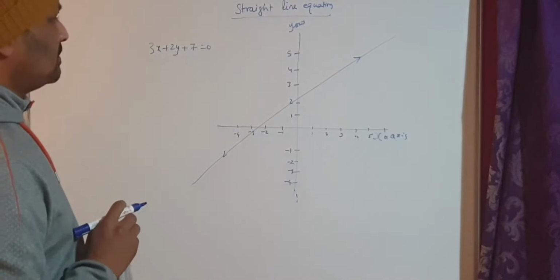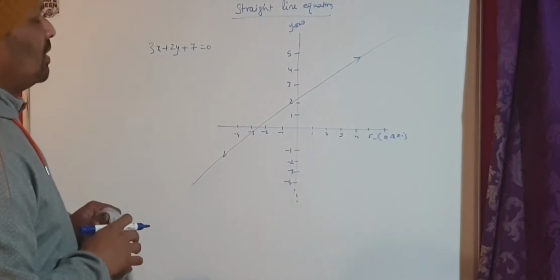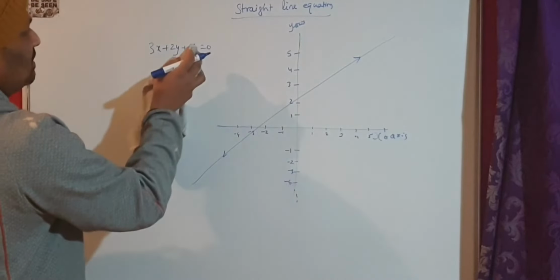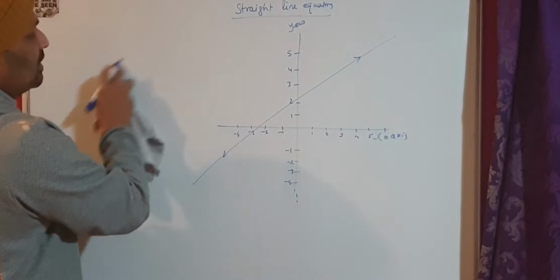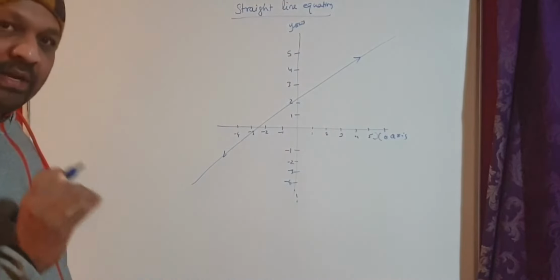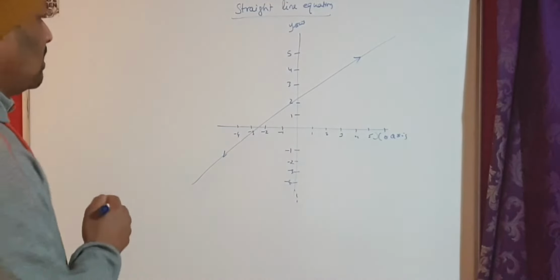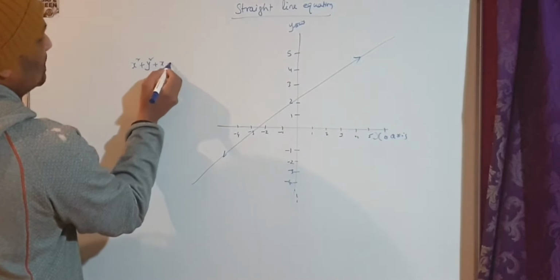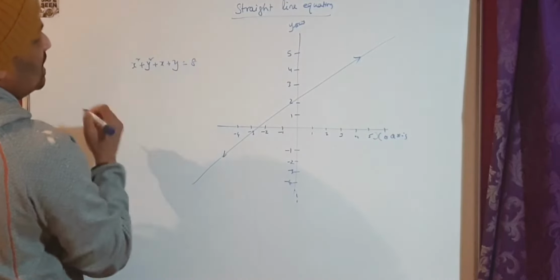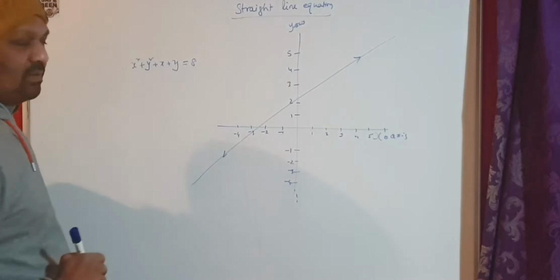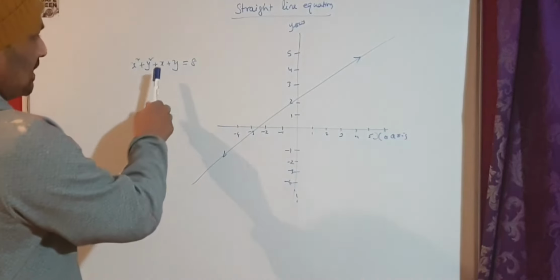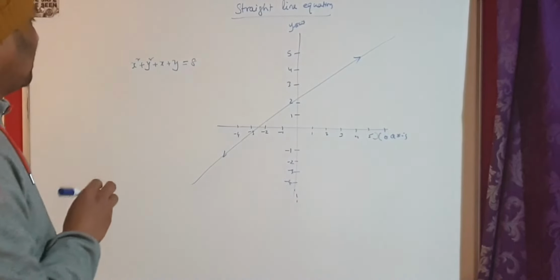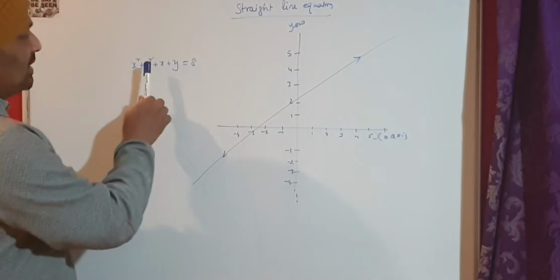So what are the various things involved in a straight line equation? The very first thing is, given an equation, whether it is a straight line or not, which we already discussed. For example, I have x square plus y square plus x plus y is equal to 8. This is an equation because there is an equal to, which has an x term and y term. But is this a straight line equation? No, it is not, because it has an x square term and a y square term.